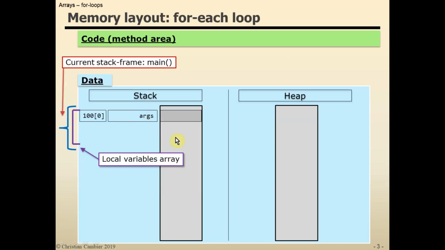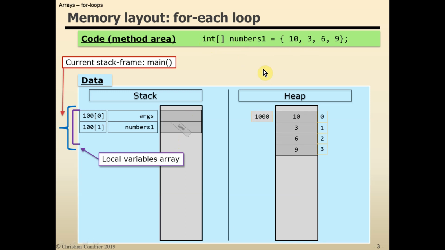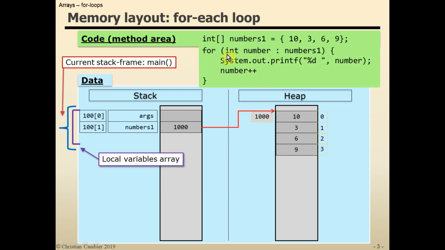The stack frame of the main method has already been set up. Then the declaration of array variable numbers1 and instantiation of the array. Then the execution of the for each loop. What happens when int number is declared in the loop declaration? Well, it is just another local variable that is declared on the stack.